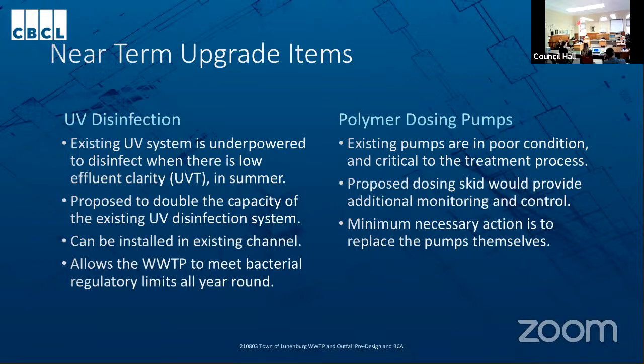The next item is the polymer dosing pumps. Polymer is dosed ahead of the dissolved air flotation units to aid in the removal of suspended solids. The existing pumps are nearing their end of design life and are in poor condition. They are required to be replaced at the very minimum. It is proposed that we would implement a new dosing skid with 2 progressive cavity pumps, one dedicated to each dissolved air flotation tank, along with additional monitoring and controls to improve the control of the polymer dosing to the DAF system. Next slide, please.